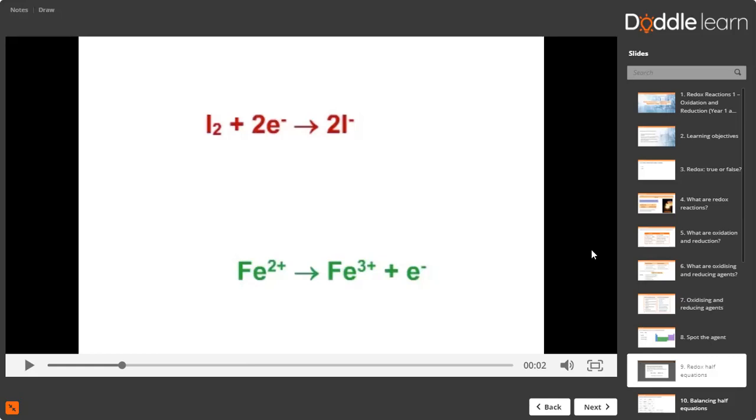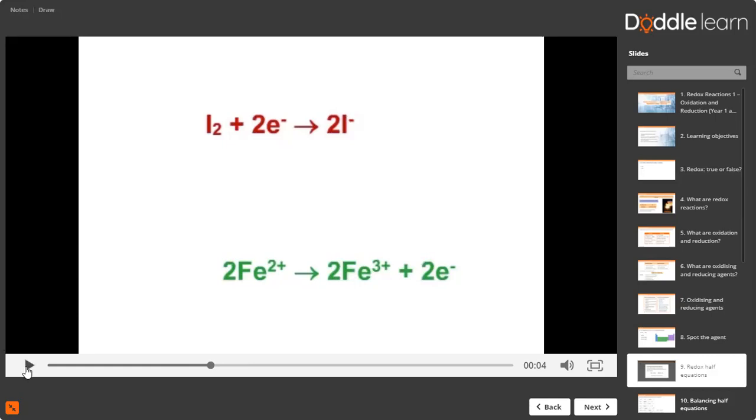Our issue is this isn't balanced. So what we need to do is multiply both sides by 2. To do that, we put brackets over that whole bottom equation and multiply everything in those brackets by 2. Then we would get 2Fe2+ goes to 2Fe3+ plus 2e-. Now our electrons are balanced on both sides of the equation.